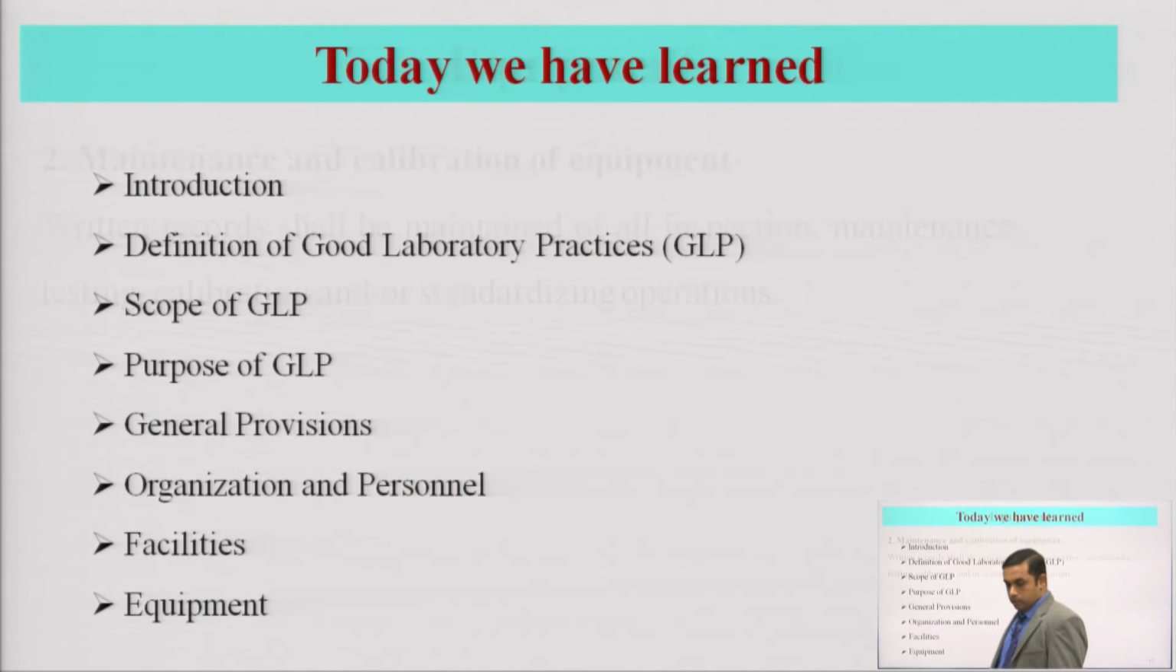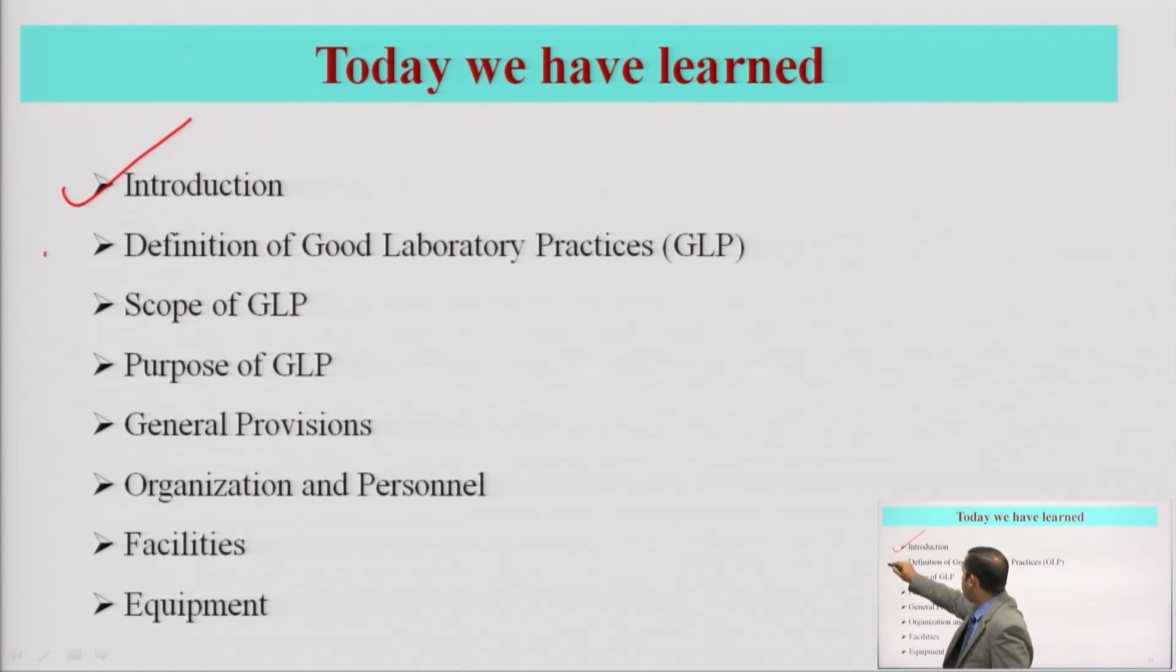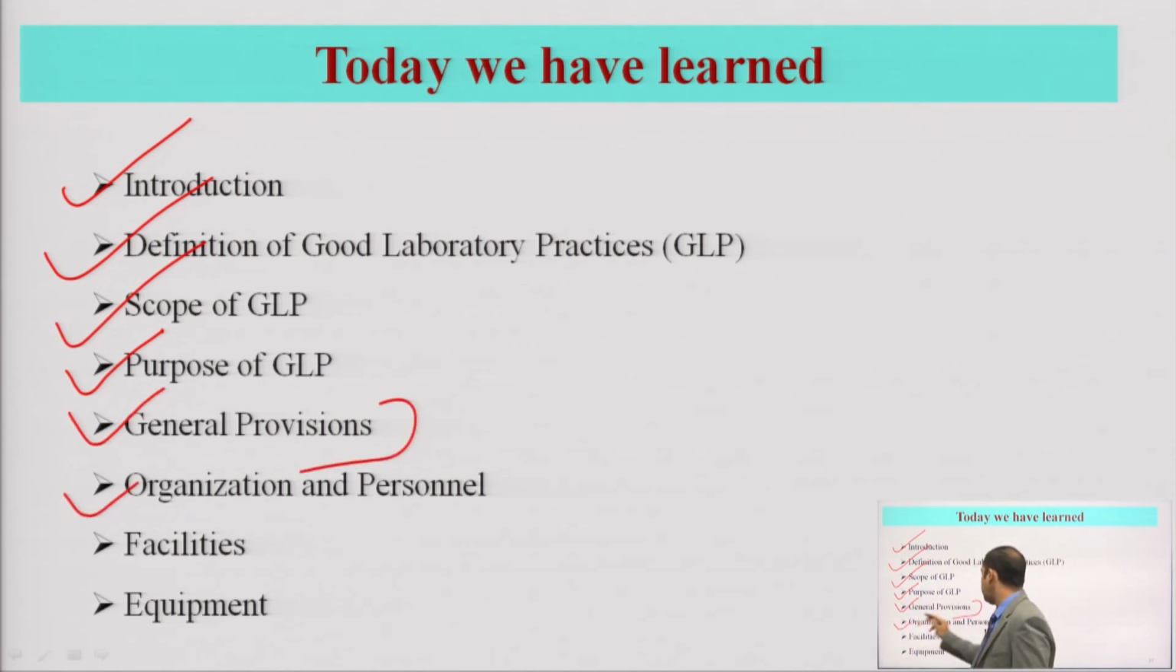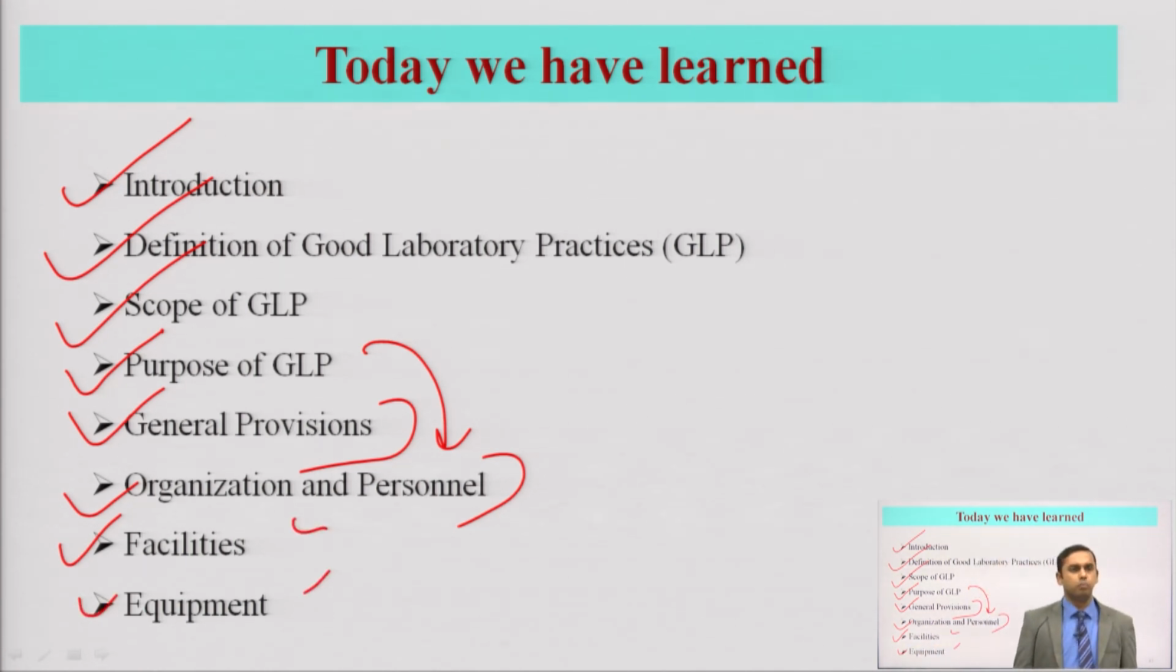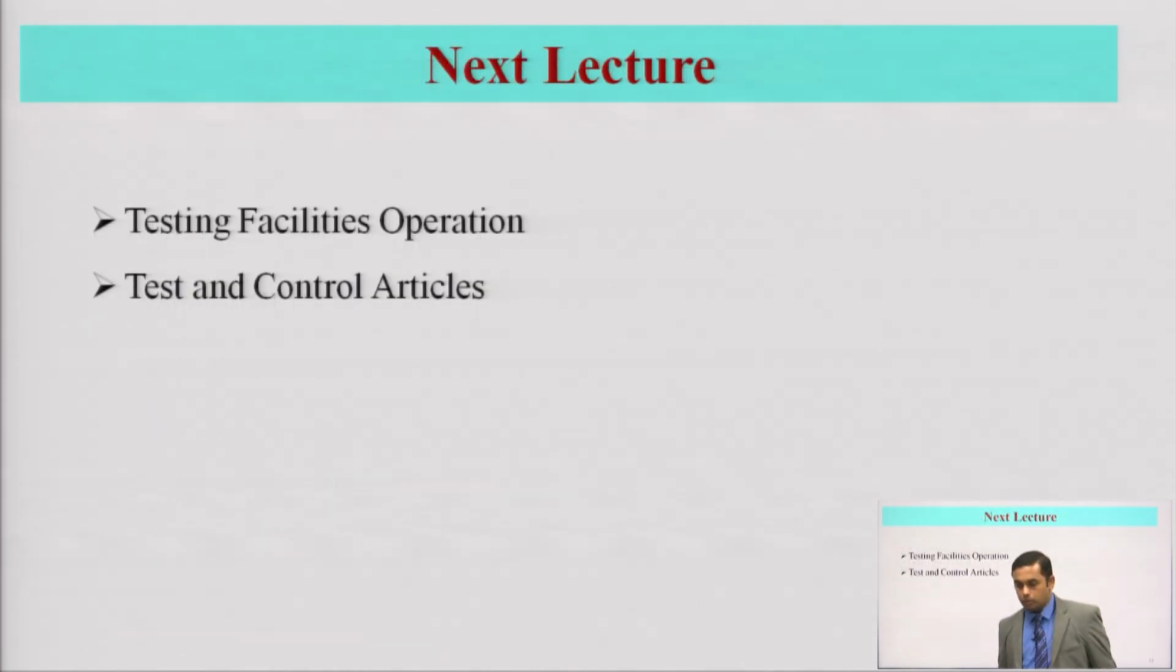Okay. So, in today's lecture we have learned about the introduction. I have told you about GLP, what the scope of GLP is, you have also seen the purpose of GLP and the general provisions, you have seen the organization and personnel under GLP, and what the facilities and equipment are, how they should be, and how they play a big role. These things we have covered today. In our next lecture tomorrow, I am going to tell you about the testing facilities operation. I am also going to tell you about the test and control articles.